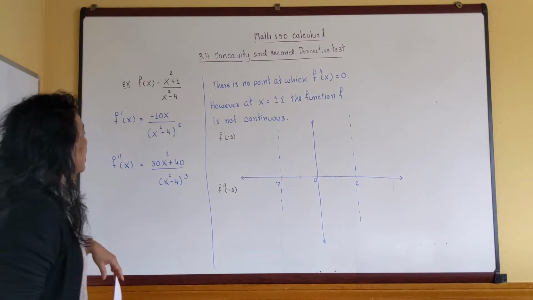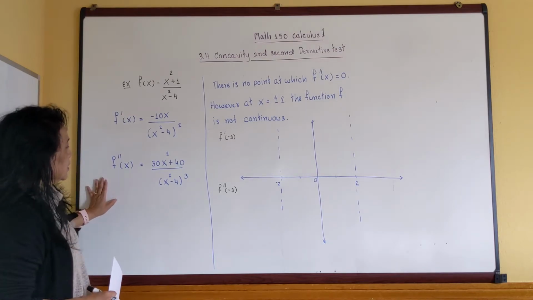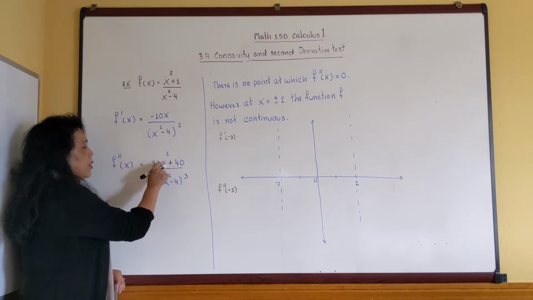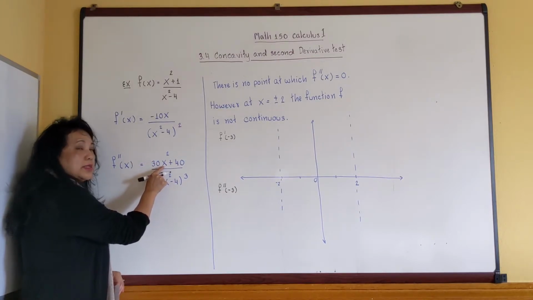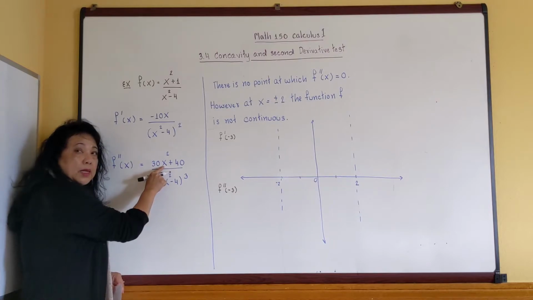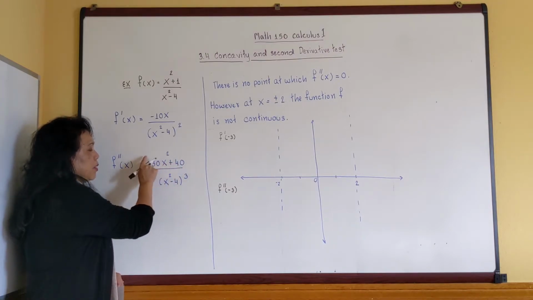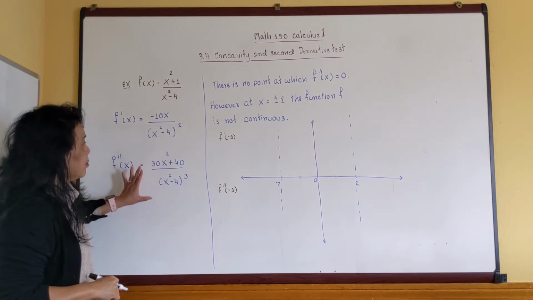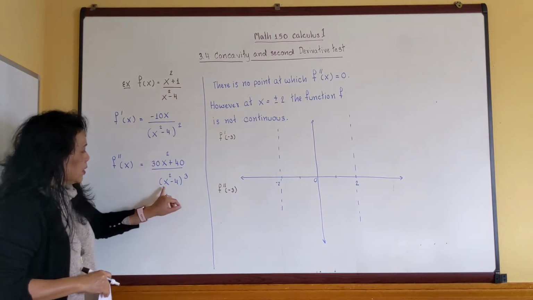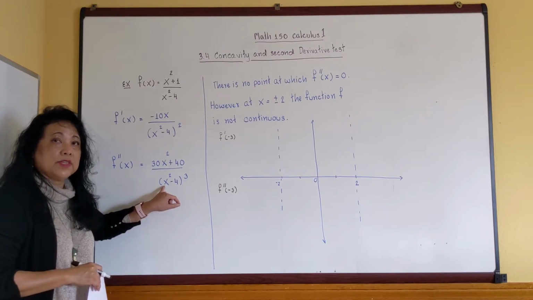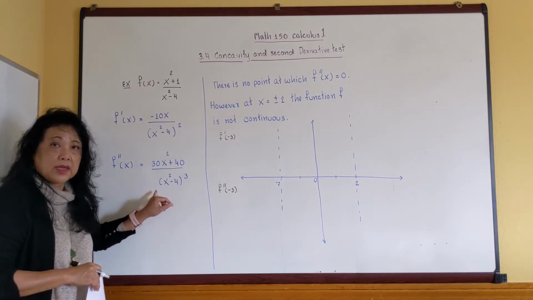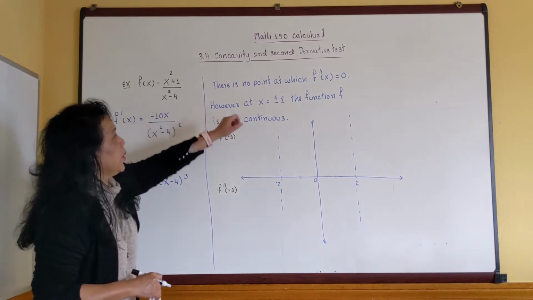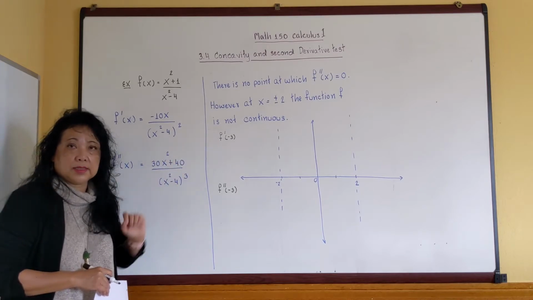So let's look at the second derivative here. You have 30x squared plus 40. When you have x squared, it doesn't matter what x is, it's going to be positive. So the numerator will always be positive. So we cannot make this equal to 0, because the denominator cannot be 0. If the denominator is 0, it's undefined. So there's no way we can make the numerator 0 here. So the second derivative cannot be 0.